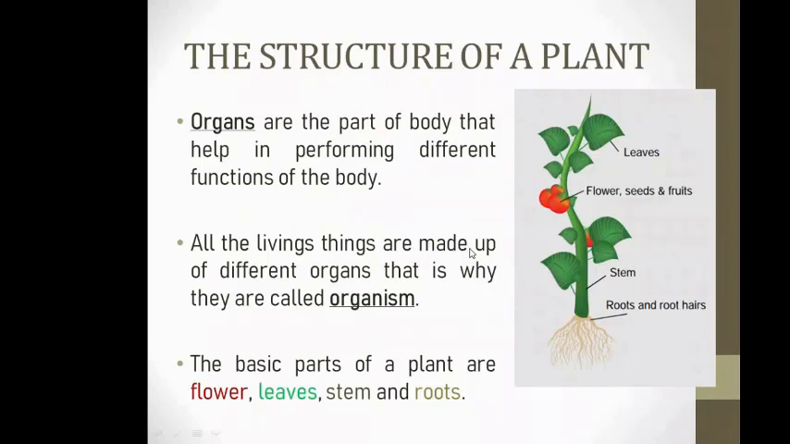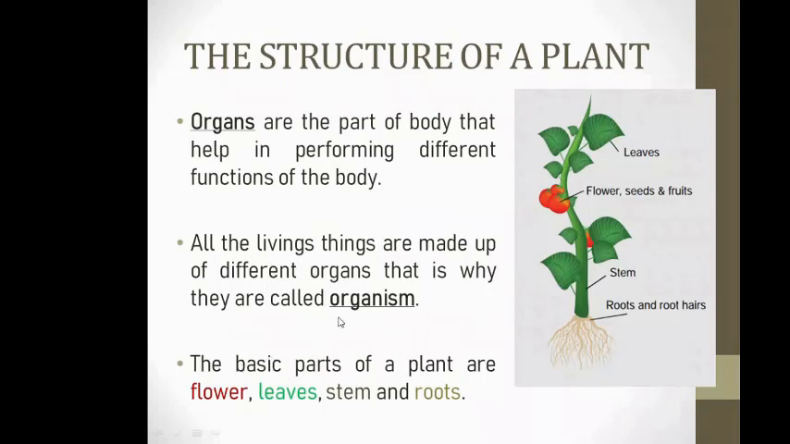Organs are the parts of our body that help to perform different functions of our body. By performing different functions, they help in the smooth running of our body. As humans, we have the heart, lungs, brain, kidneys, and some other organs that are very important to our body, and they are examples of organs. All the living things that are made up of different organs are also known as organisms. So plants are also organisms. We human beings are also organisms, also known as living organisms.